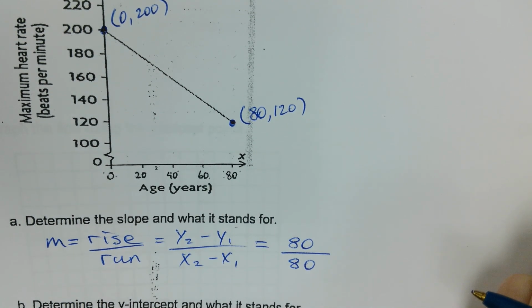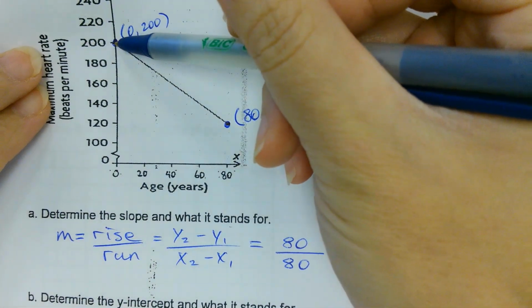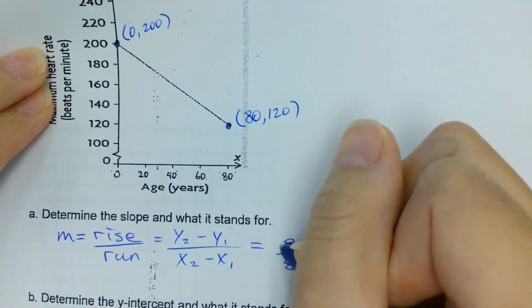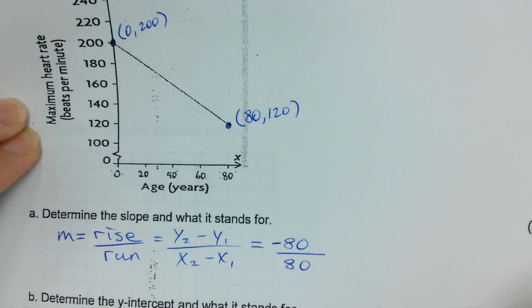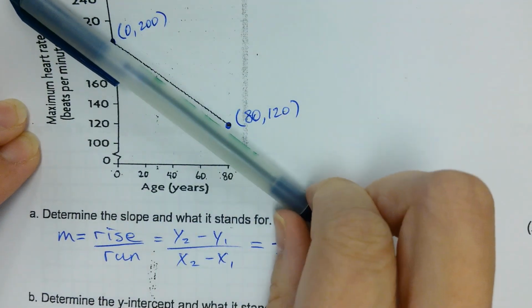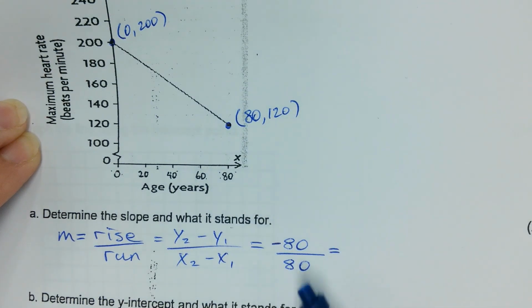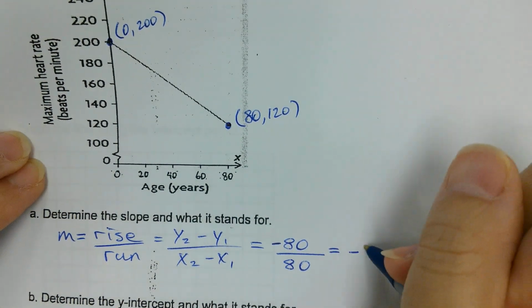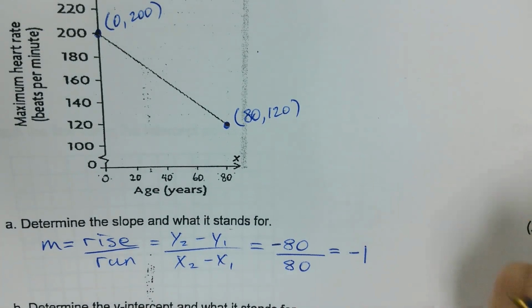It's not 80 over 80. Negative. You went down 80. So negative. And how do I know it's wrong as well? The direction of my line. It's decreasing, so I can't have a positive slope. It's a negative slope. So my slope is negative 1.